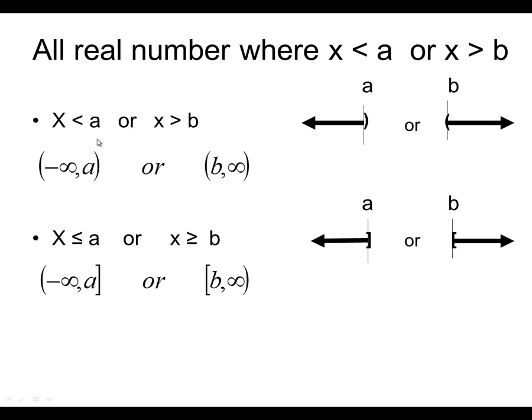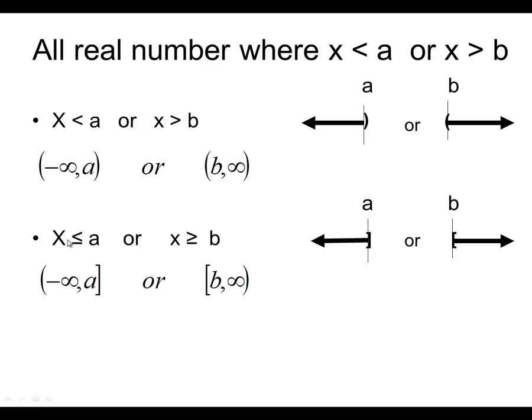Infinity and negative infinity are always open. Always. So this is an open parenthesis, negative infinity, comma, a, and since a is open, it's a parenthesis, does not include a. Or open parenthesis at b, again here's infinity, open. Infinity is always open. Now we're not using a union sign here. In this case we're just using or.